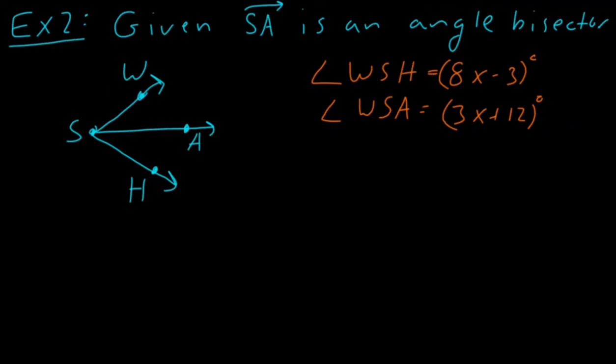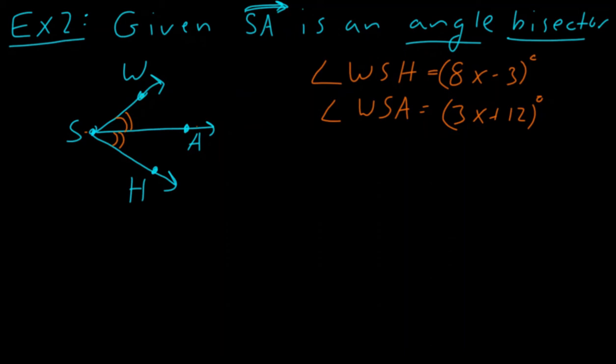Here we are in example 2, and we're actually given that ray SA, and notice that I said ray SA because it has one arrow, is an angle bisector. Now, what does an angle bisector imply? Well, it tells us that angle WSA is going to be congruent to the other half of the angle, angle ASH. Now remember, I can use one arc for each one of them, or I could use 2 arcs for each one of them, or I could even use 3, so long as they have the same number of arcs.